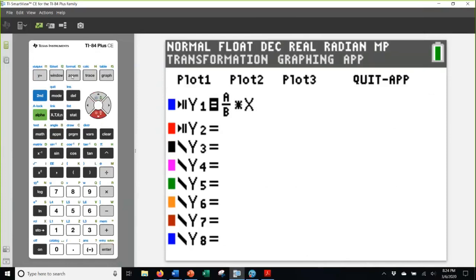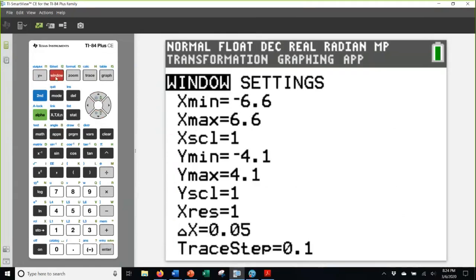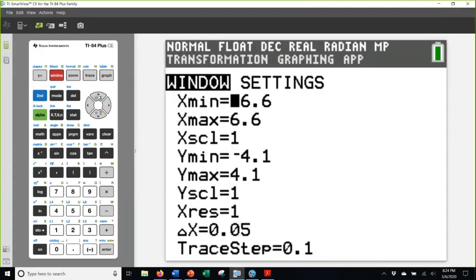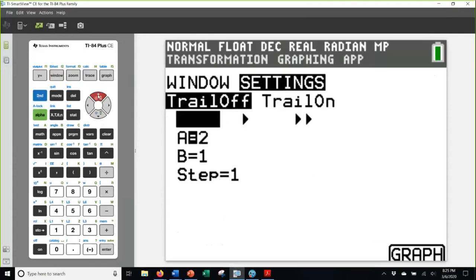I have my window set to the zoom decimal window. I also have my window format above the zoom button, second format. I have a grid line set because I want students to be able to take a look at the grid, and it helps them to count the slope. Count the units of the slope, if you will. On window for transformation graphing, if you arrow up, you get settings. And so we're going to start with a equals 2, b equals 1, and a step size 1.